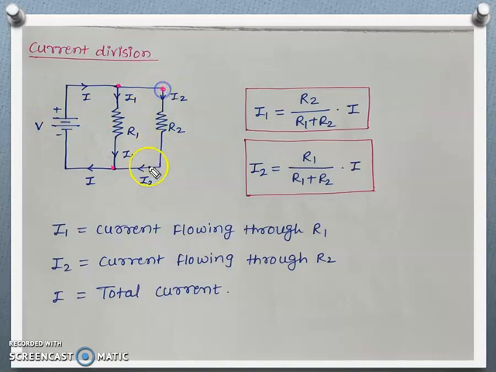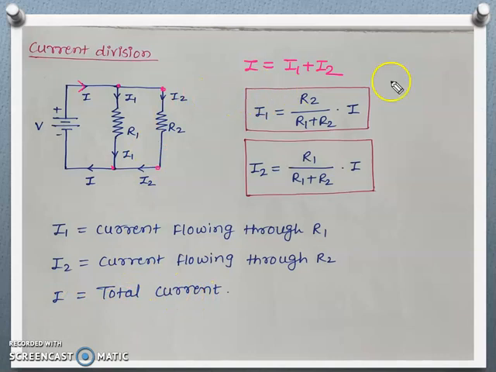So, the same voltage will appear across these two points also, because they are in parallel. And I is the total current flowing through the circuit, which gets distributed into these branches, I1 and I2. The total current I is equal to I1 plus I2. I1 is the current flowing through R1, I2 is the current flowing through R2, and I is the total current.